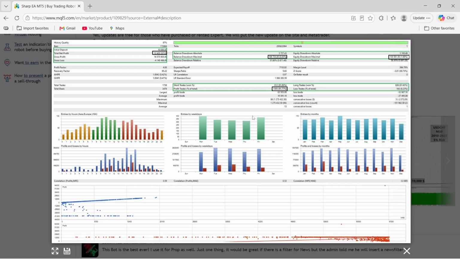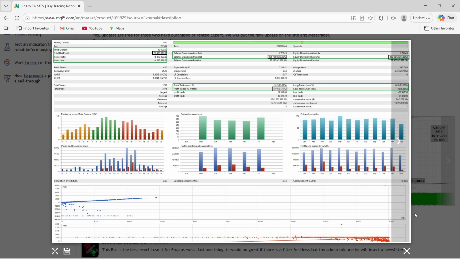You can see these are some of his results. The initial deposit was $10,000 in this case, and the total net profit was above 12.4 million. The profit factor was 4.00, and the balance drawdown was just 0.93%.